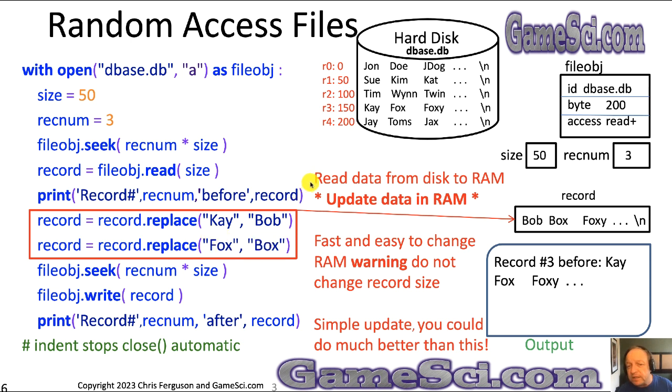Read data from disk to RAM, and then update the data in RAM. We saw this on a previous slide. You've got to get that data into RAM memory, then you can change it. This is a fast and easy way to change RAM.